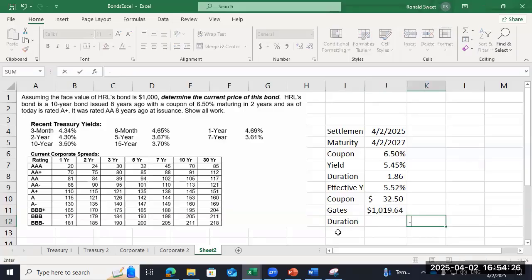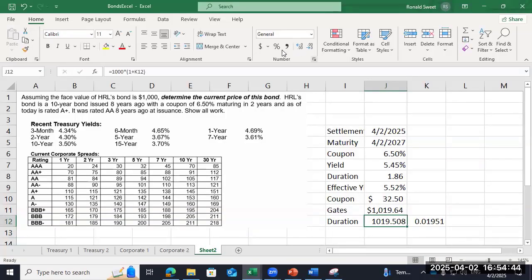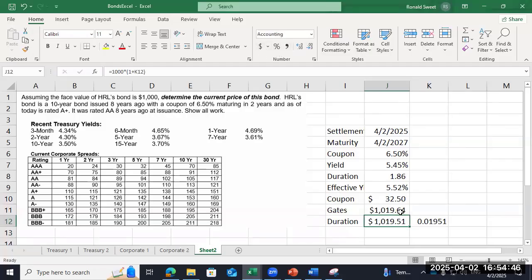So we take minus duration times the change in yield. So yields today are 545. They were 650. So we're going to have a gain this time because rates fell. So we take $1,000 times 1 plus that. And it's pretty darn close, isn't it? It's only off 13 cents. So that's a pretty good estimate.